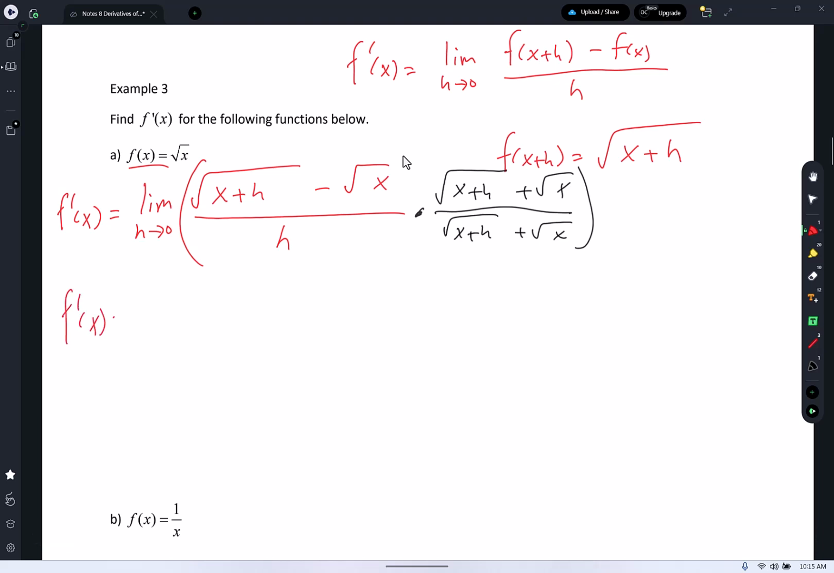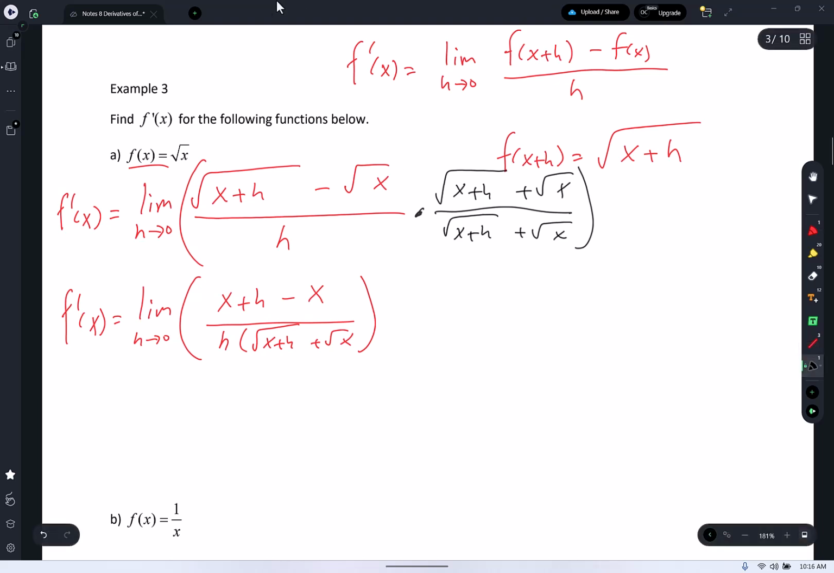F prime of x equals limit as h approaches 0. Square root times square root goes away. X plus h minus square root times square root goes away. Minus x all over h times the quantity square root of x plus h plus square root of x. Close it. I'll wait for you guys to catch up. The x's cancel out.